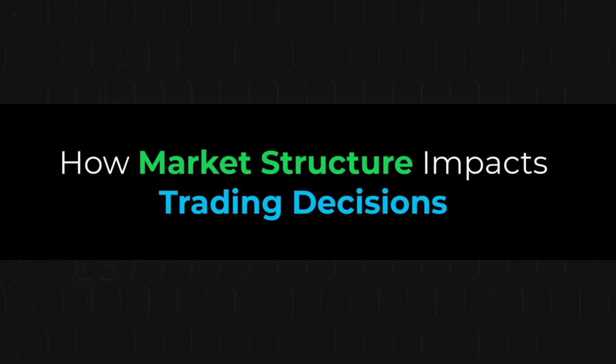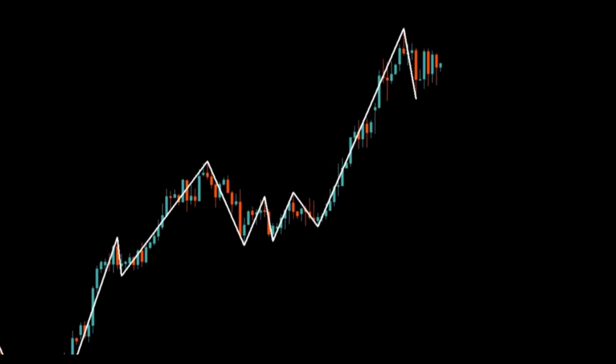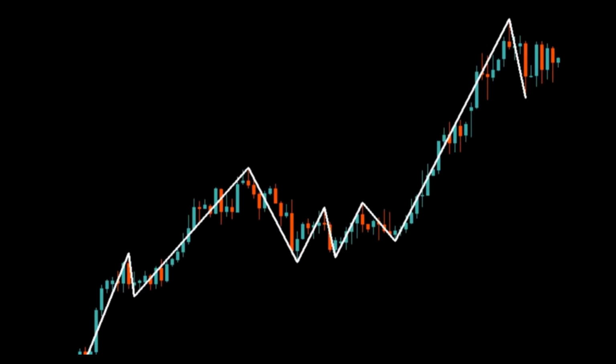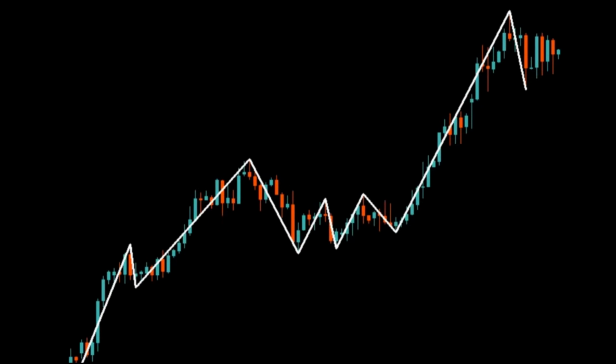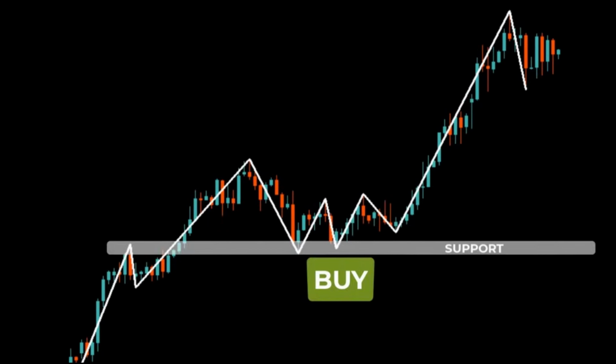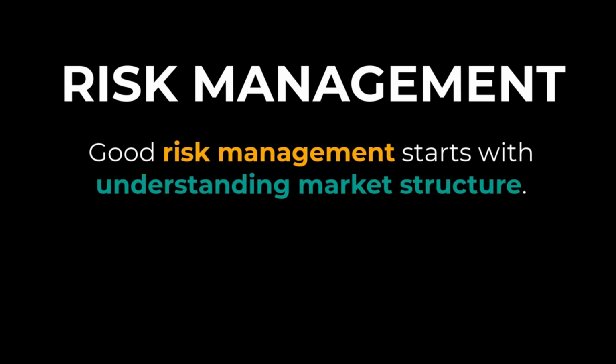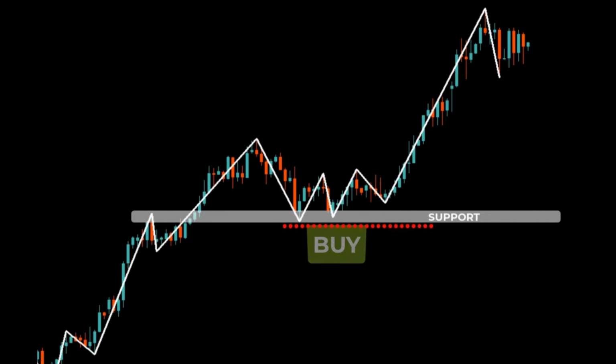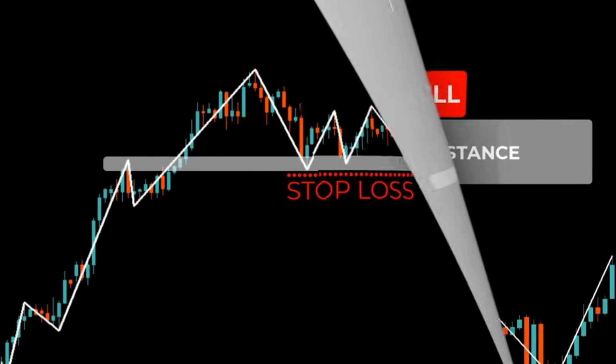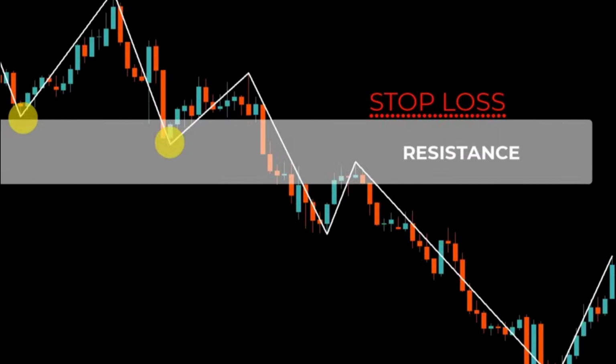How market structure impacts trading decisions. Entry and exit points. Market structure helps traders pinpoint the best entry and exit levels. In an uptrend, traders look for buying opportunities near support levels or after a pullback. In a downtrend, they seek to sell near resistance or after a retracement. Risk management. Good risk management starts with understanding market structure. Traders often place stop-loss orders just below support in an uptrend and just above resistance in a downtrend, minimizing losses while maximizing profit potential.